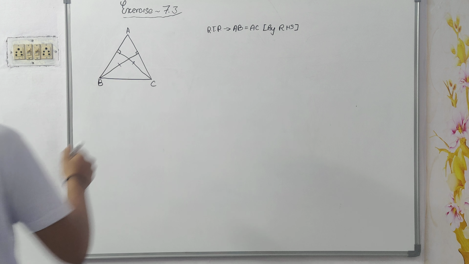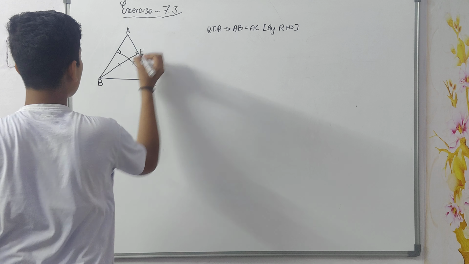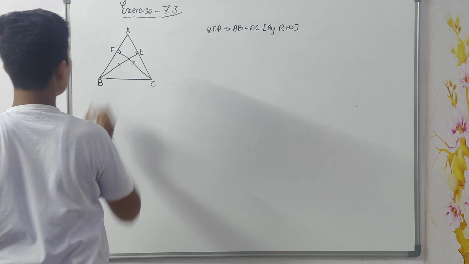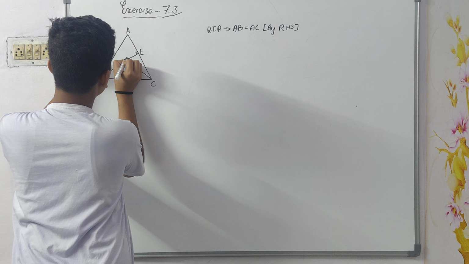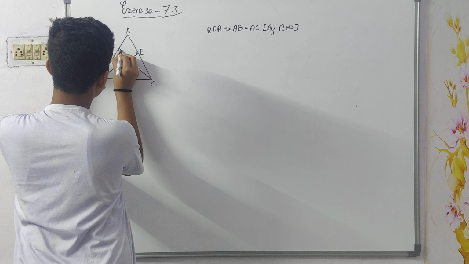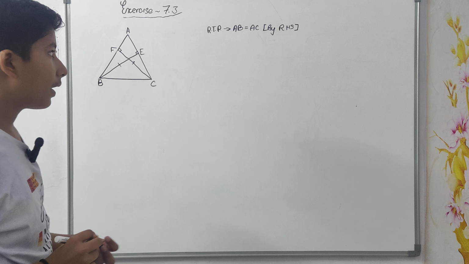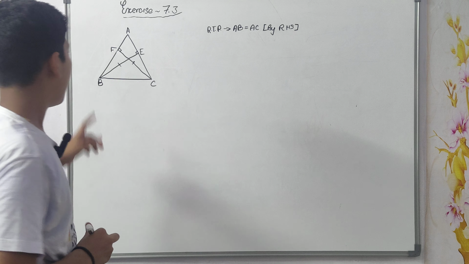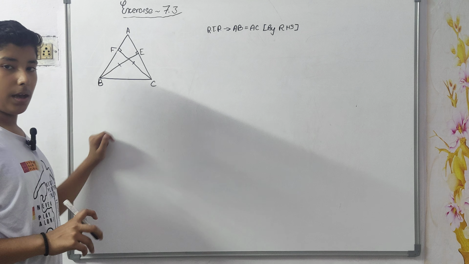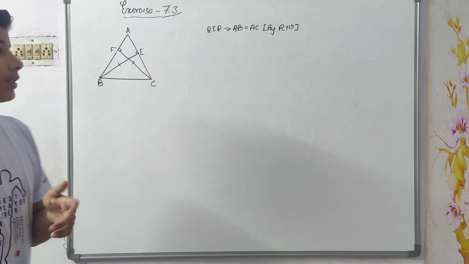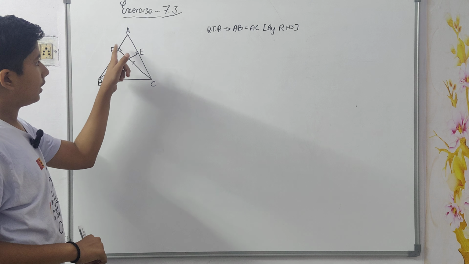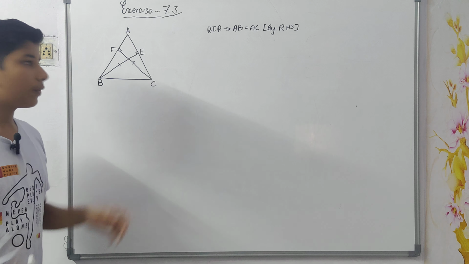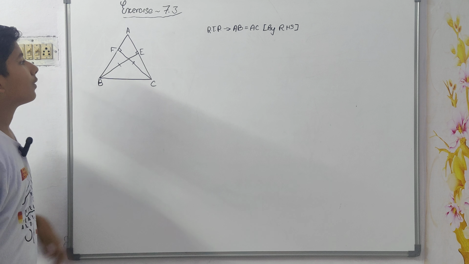Yes, E and F, B, E and C, F. These are the altitude names. Yes, so we have to prove AB equals AC and ABC is an isosceles triangle. So first of all, we have to prove this triangle and this triangle congruent. If we prove it, we can prove these two sides equal.